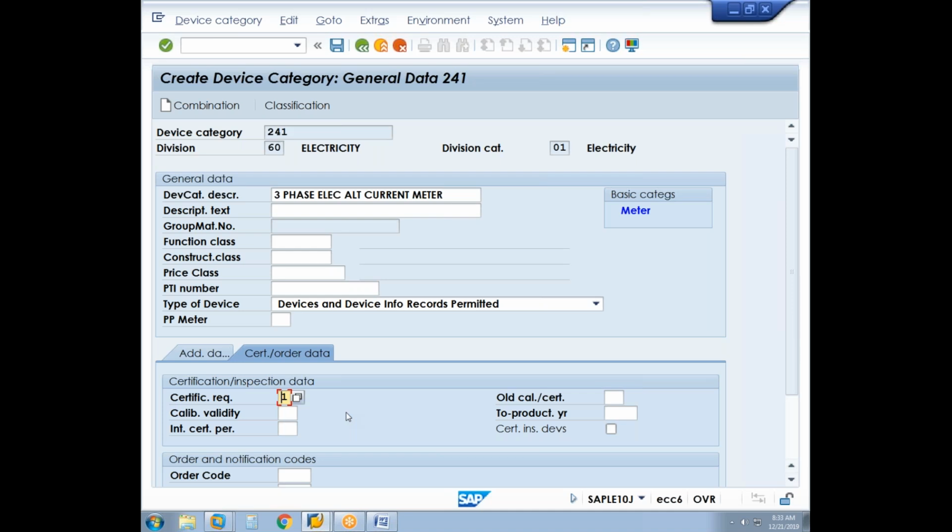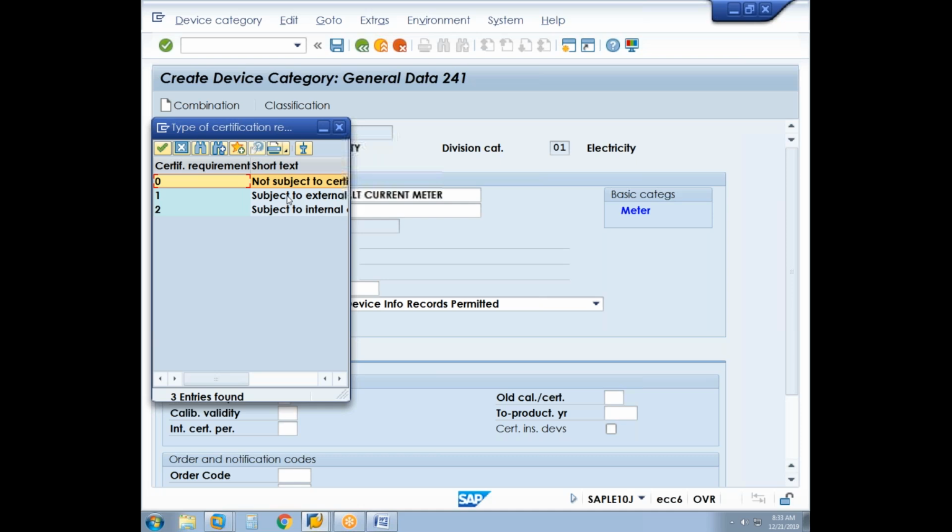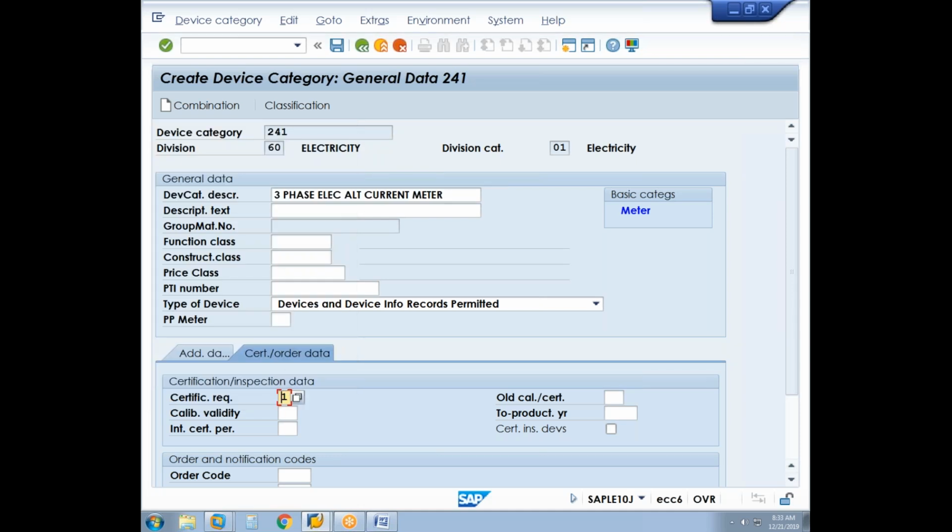Depending on the country, we have to select the type of certification. So here we will select calibration as subject to external certification, external agency. And what is the calibration period? We'll say 5 years. That means if it is certified in 2019, it is supposed to work without any problem with the calibration till 2024. Actually a meter can work for 20 years also, but it needs frequent calibrations to be done.